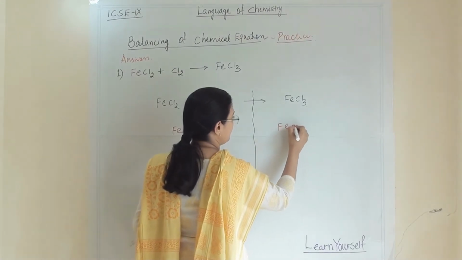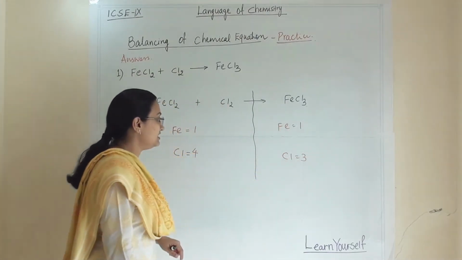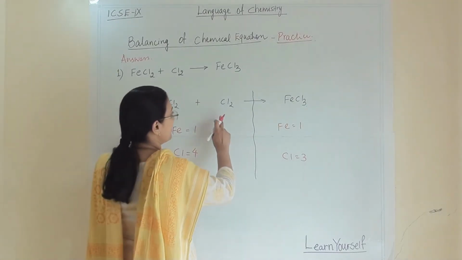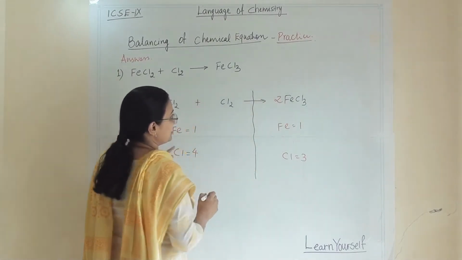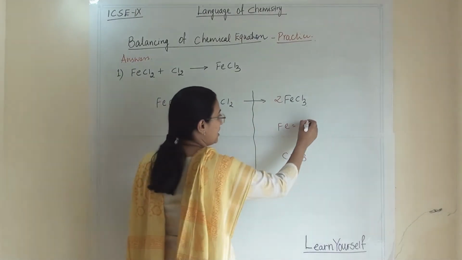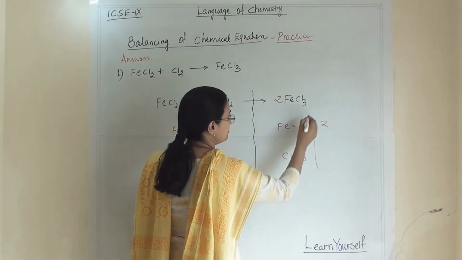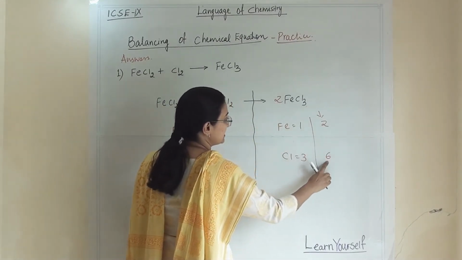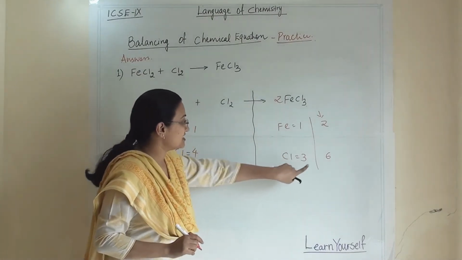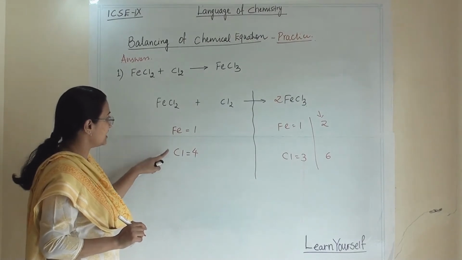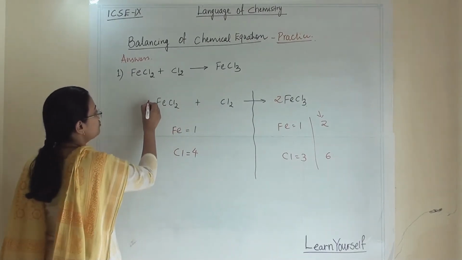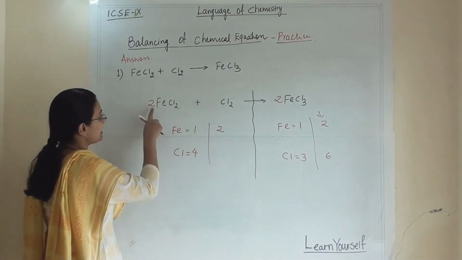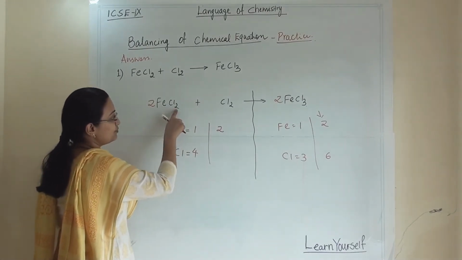Now towards the product side we have 1 Fe and we have 3 Cl. So first let us try to balance chlorine. If I add 2 here, then how is it going to change? Fe will become 2 now and Cl will become 2 into 3. So Cl will become 6. Now Fe is 2 and Cl is 6. So here we have Fe 1 and Cl 4. If I add 2 here, then now my Fe is 2 and how many Cl do I have? 2 into 2, so 4 Cl plus 2.